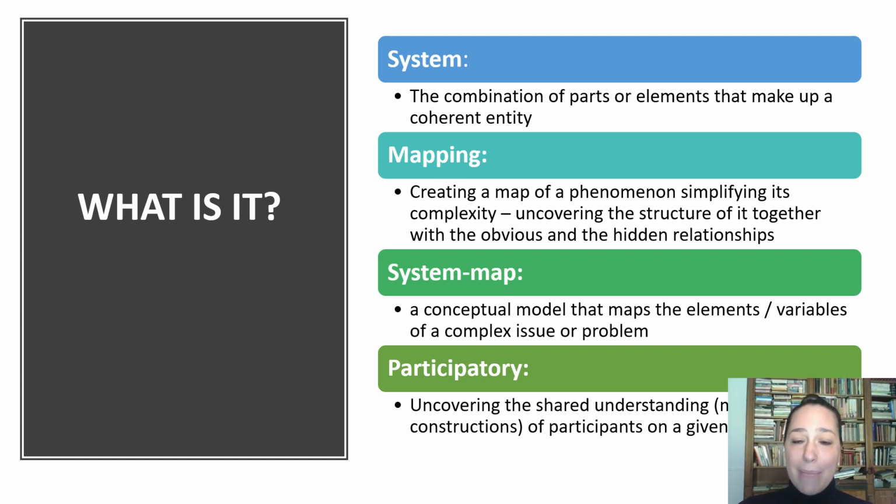What is a system map? A system map is a conceptual model of the variables or elements of a complex issue or a problem. And why is it participatory? Because I believe we have to share our knowledge and we have to have a certain type of common understanding of this issue. So I hope that what we gain at the end is a mental construction of our understanding of what influences degrowth as a whole.